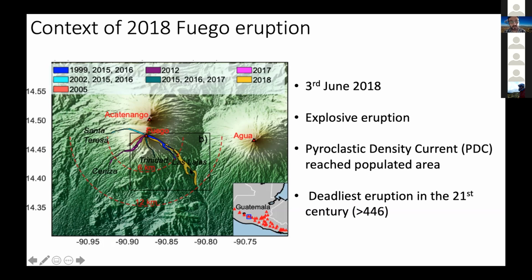And here you see that this event in 2018 reached double that, 12 kilometers, and it was a particularly deadly eruption, with over 446 people officially counted, and the unofficial count is more like 3,000. So, a very deadly eruption with very long pyroclastic density currents.